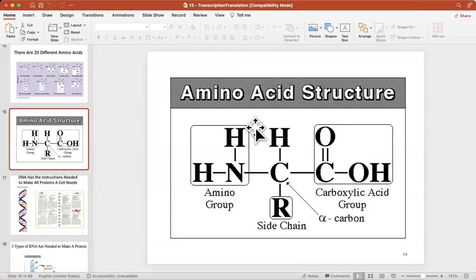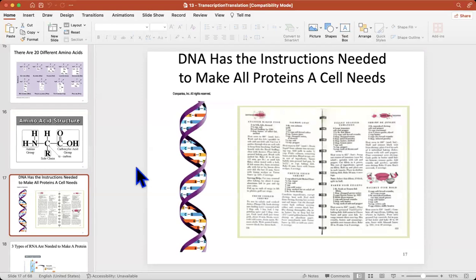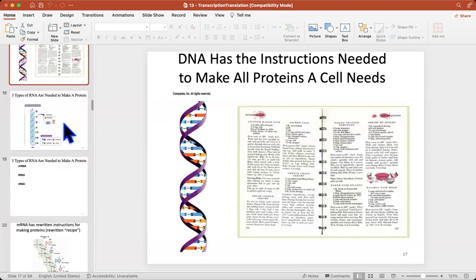And amino acid is called amino acid because it has an amino group. This is the amino group, and this is the carboxylic acid group. So together it's called amino acid. Okay, so DNA carries the instructions to produce protein.